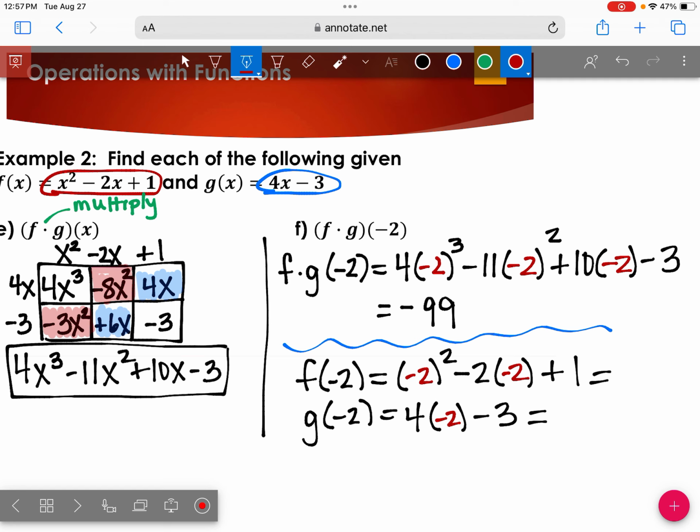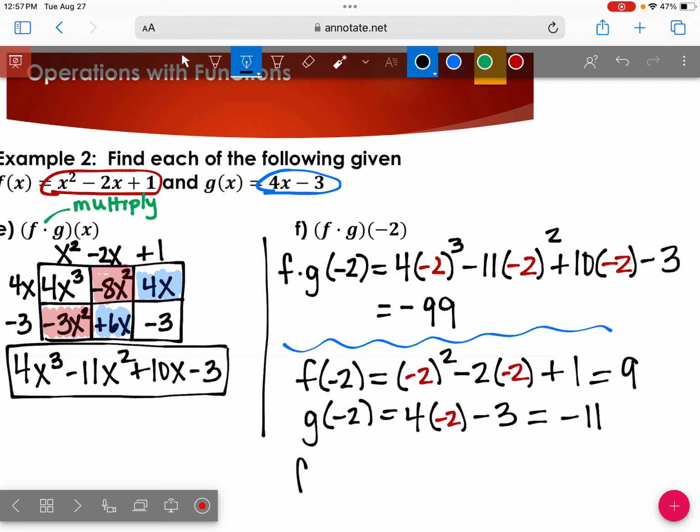So for f of negative 2, I think you get 9. Who got 9? And then for g of negative 2, I think you get negative 11. Is that right? I feel like I'm talking to myself. Raise your hand if you got those two numbers. Who has a question about anything that I'm talking about right now?